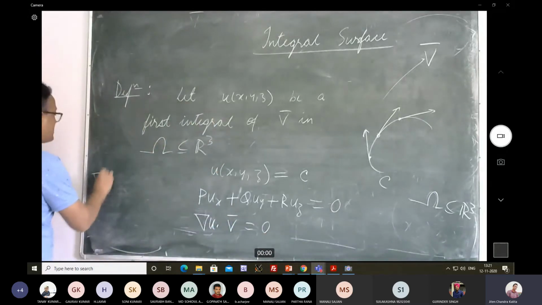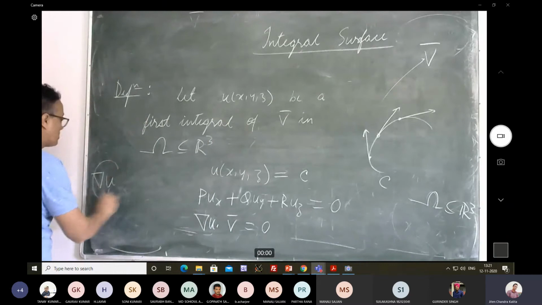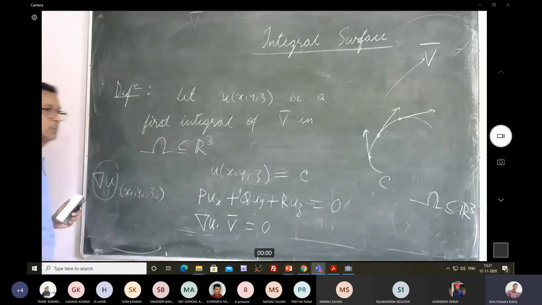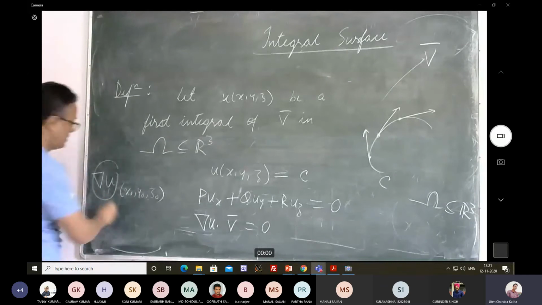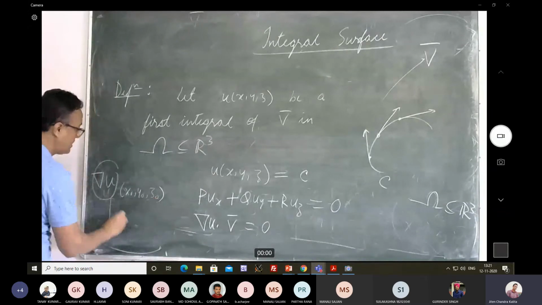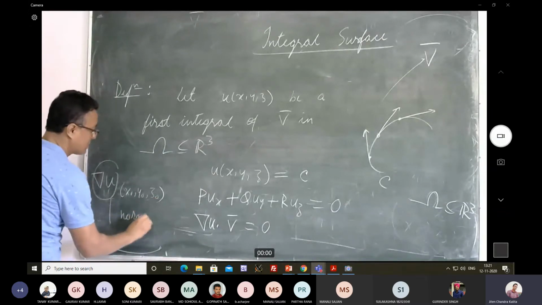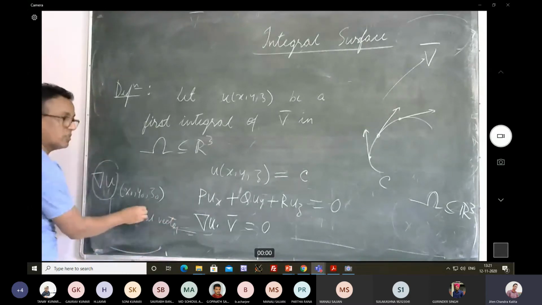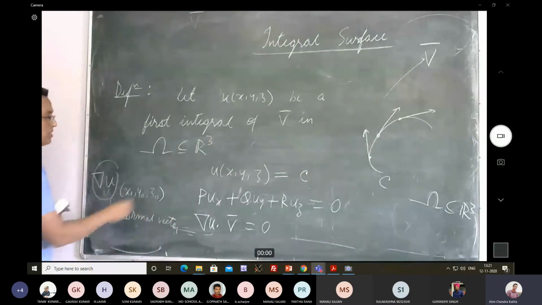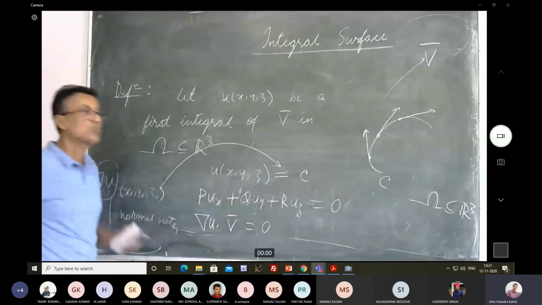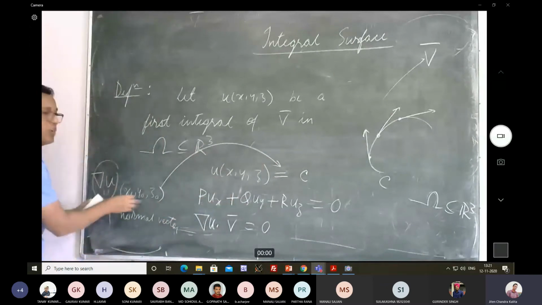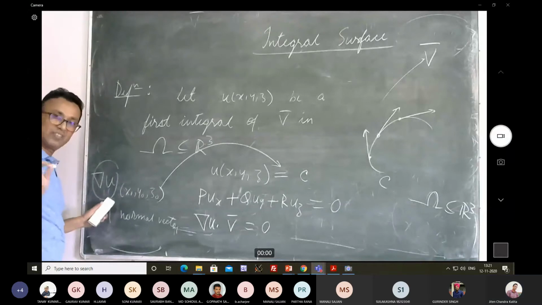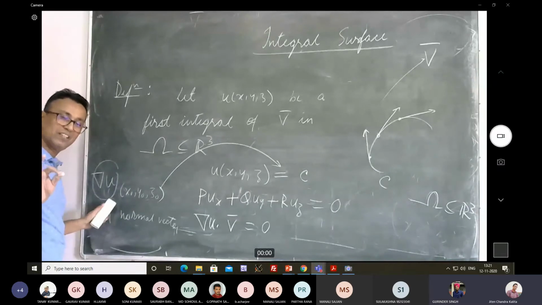And what is grad u? If you consider grad u at a particular point x naught, y naught, z naught, then what is going to happen? This is nothing but a normal vector, isn't it? Normal vector to this surface, to some level surface at the point x naught, y naught, z naught. Is it clear to everybody? Yes, sir.